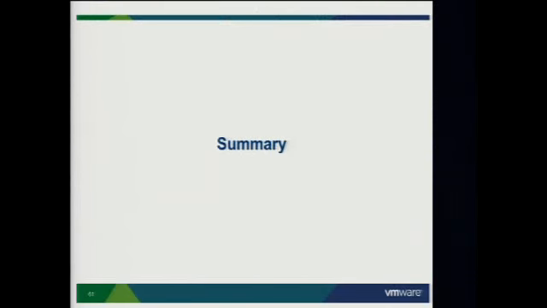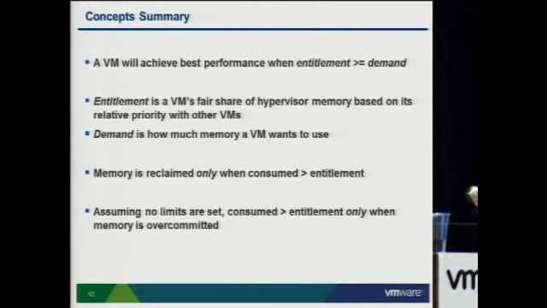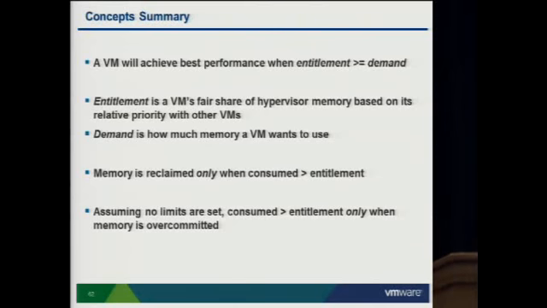Let's do a quick summary and then we'll open it up for Q&A. Going back to the concepts way back at the beginning of our talk, a VM will achieve its best performance when its entitlement is greater than its demand. Entitlement is the fair share that a VM gets of physical RAM. Demand is how much it wants to use. Memory is reclaimed only when consumed is greater than entitlement, and assuming no limits are set, consumed is greater than entitlement only when memory is overcommitted.